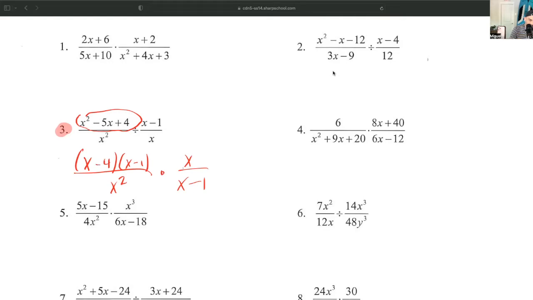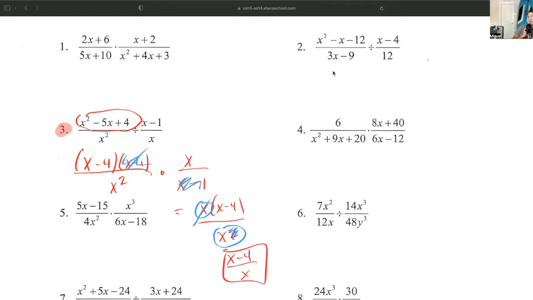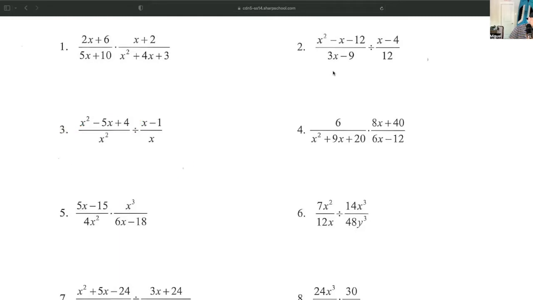All right, now we can go ahead and cancel out the x minus 1s, and I'm not going to show it yet, but this is going to be x times x minus 4 over x squared. Now, a lot of people would say, okay, we are completely done here. However, if you notice, we have an x on top and we have an x squared on the bottom. So the x can cancel out, and then one of the x's on the bottom can cancel out as well. And that leaves me with x minus 4 over x, and that is my answer. Okay, cool. There you have it. Let's go to number 4.